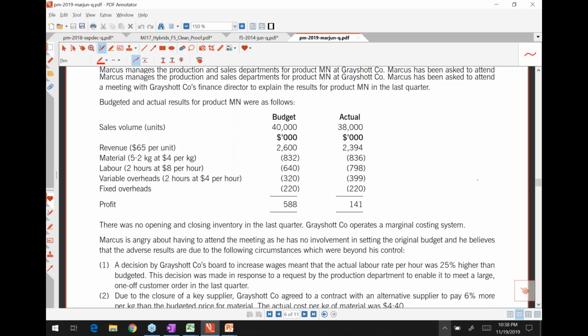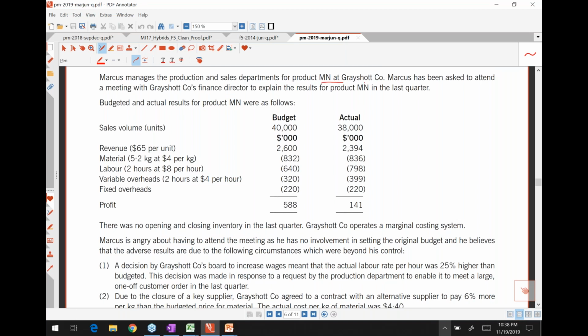Marcus manages the production and sales department for product MN. Marcus has been asked to attend a meeting with the company's finance director to explain the results for product MN in the last quarter. Now listen, whenever you are reading the scenario, my friends, listen.